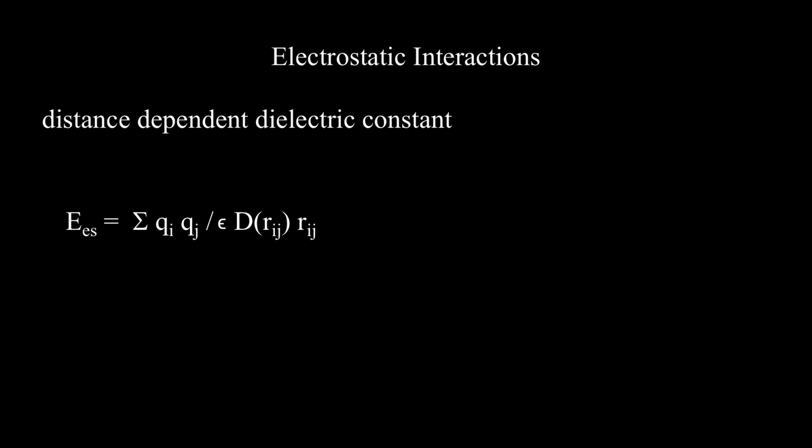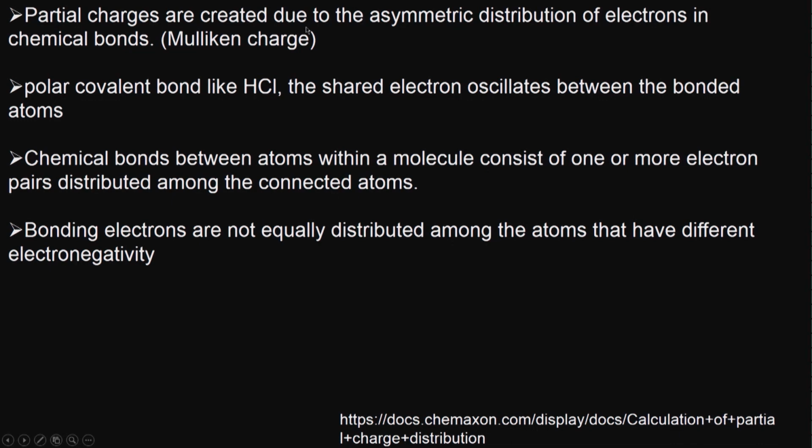So, what happens? Partial charges are created due to the asymmetric distribution of electrons in the chemical bonds. There are electronegative atoms and electropositive atoms, so there are always going to be some partial charges created. O may be slightly negative, they are all delta negative and so on. That is called Mulliken charge.